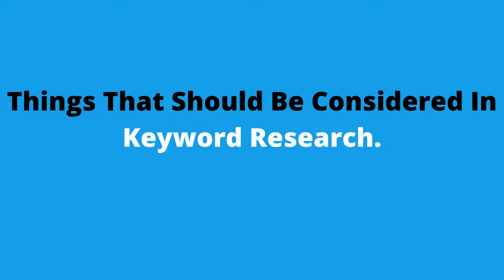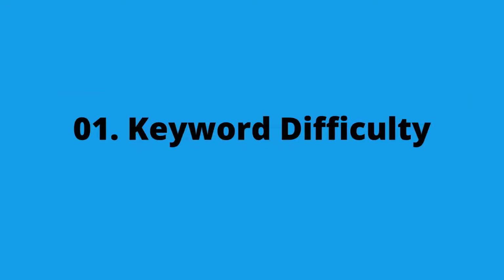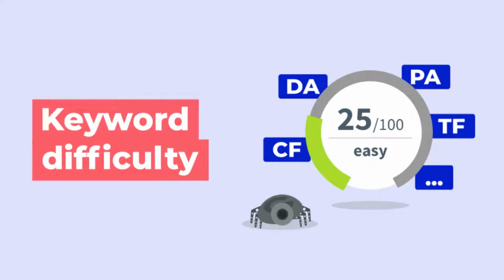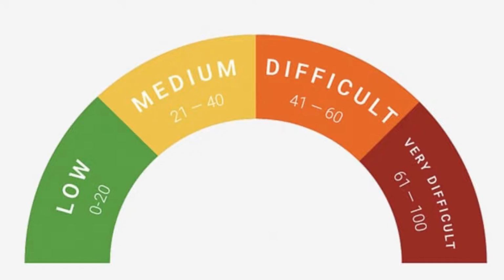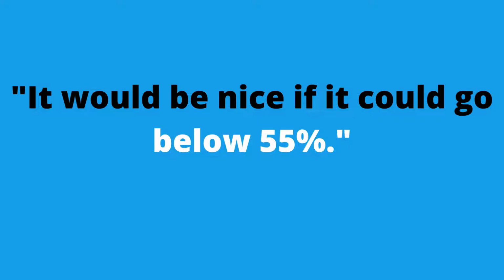Things that can or should be taken into consideration in keyword research. Number 1, keyword difficulty. This can be done basically using SEO tools. What is the maximum limit that can be considered that keyword difficulty is good? There is no definite answer to this. You can make a decision based on the tool you use and your goals. If the keyword difficulty value is very low or minimum, it will be easier for you. Since the majority use Moz, our opinion is that it would be nice if it could go below 55%.